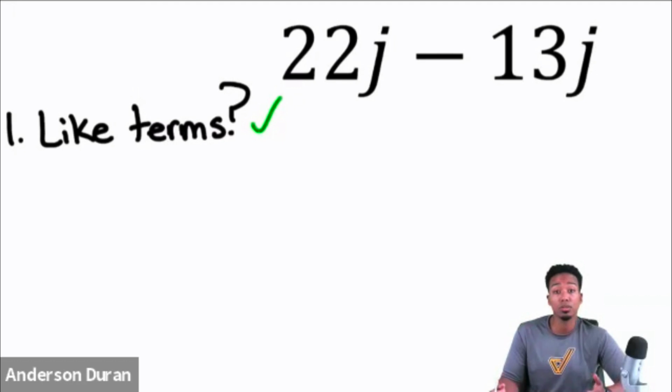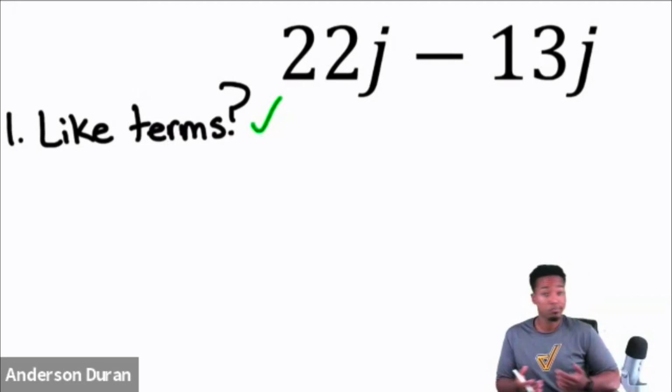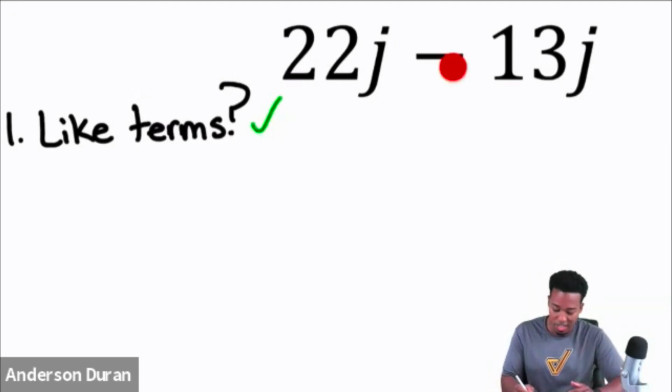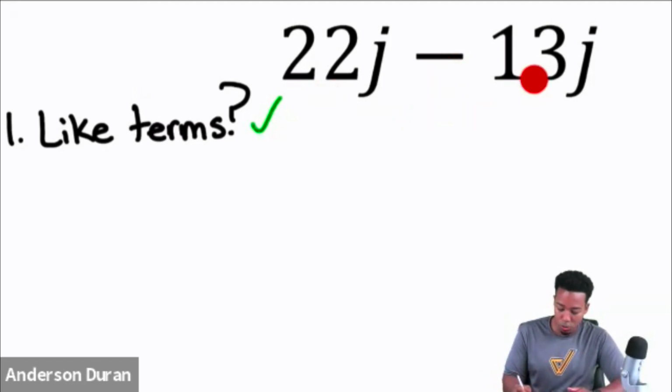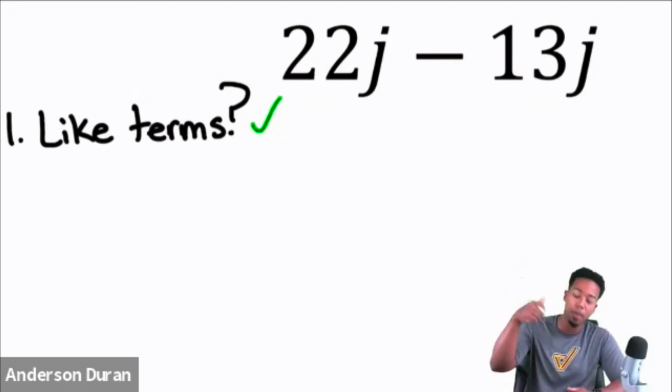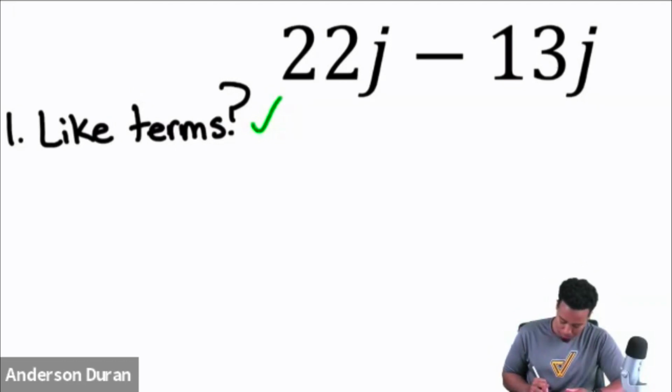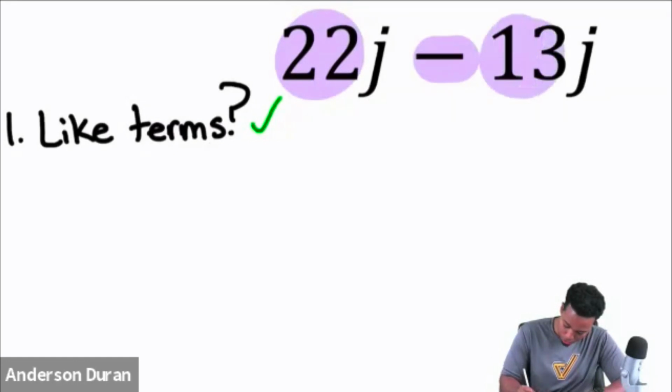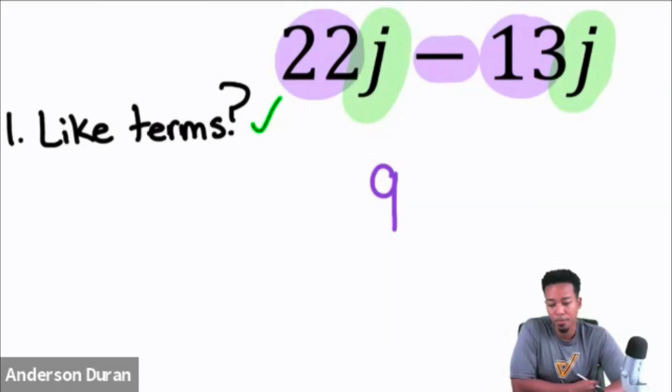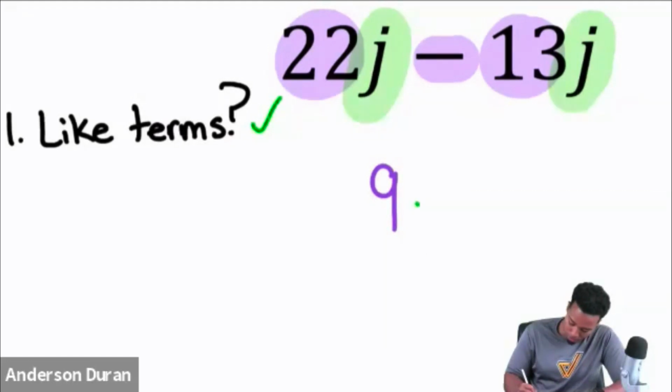So now we're going to perform the operation, adding or subtracting. We clearly see that it's subtracting. So we subtract the 22 and 13, which gives us 9. And then we have the j's here. What happens to the j there? Our rule says you keep the variable. And so boom, it'll be 9j.